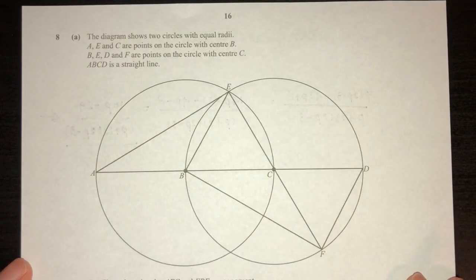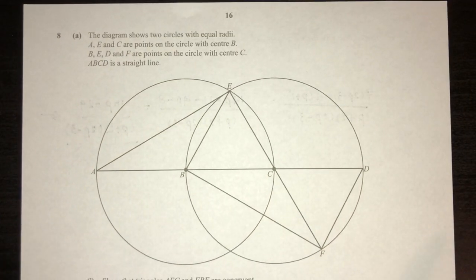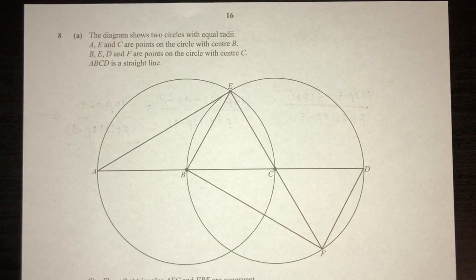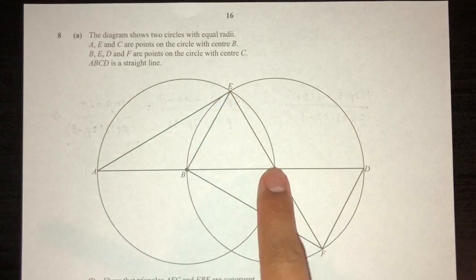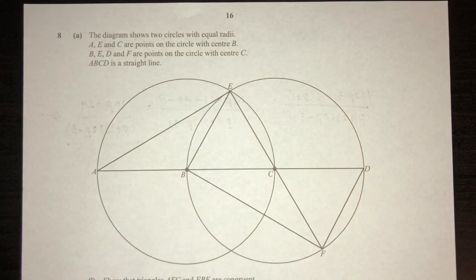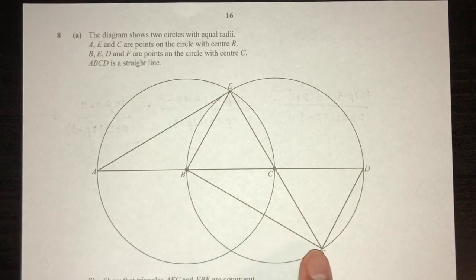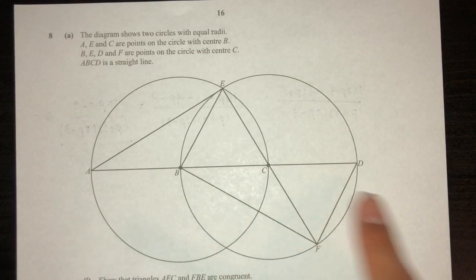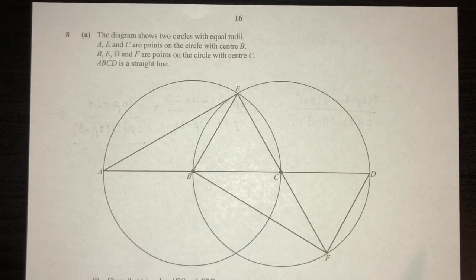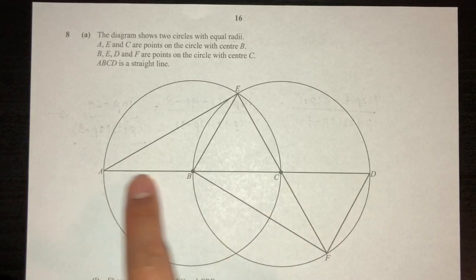Now question number 8, we have the diagram shows two circles of equal radii. So they have the same size, we have two circles. Now we have A, E, and C are points on the circle with center B. B, E, D, F are points on the other circle with center C. Now A, B, C, D is a straight line.